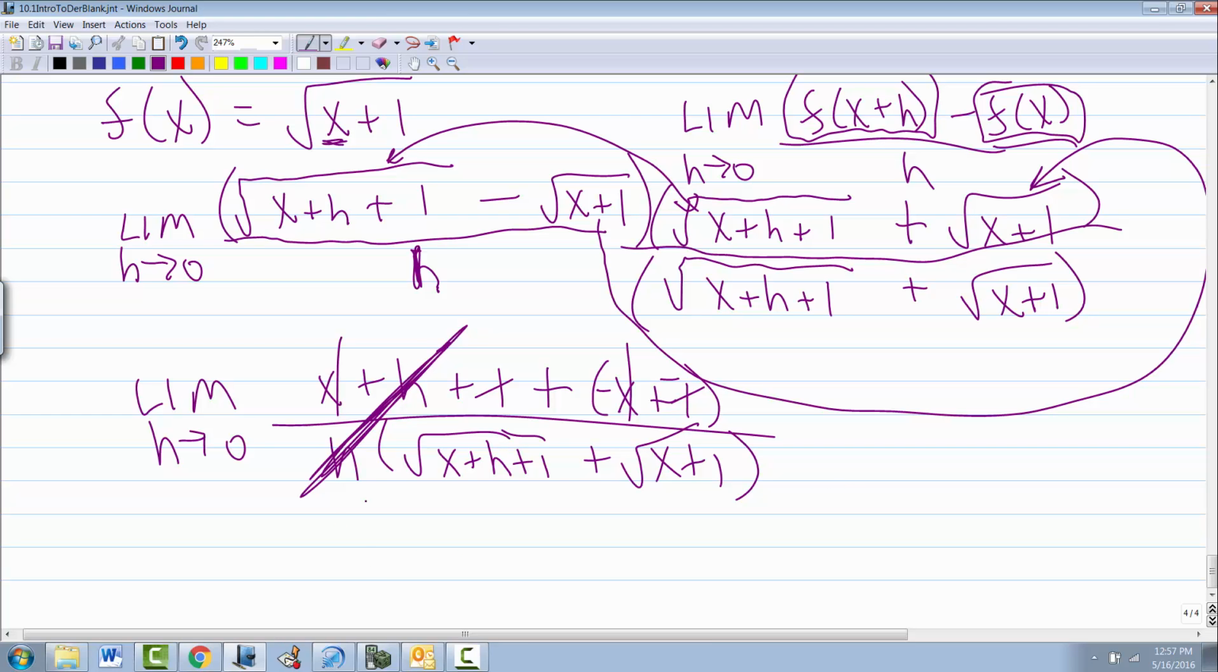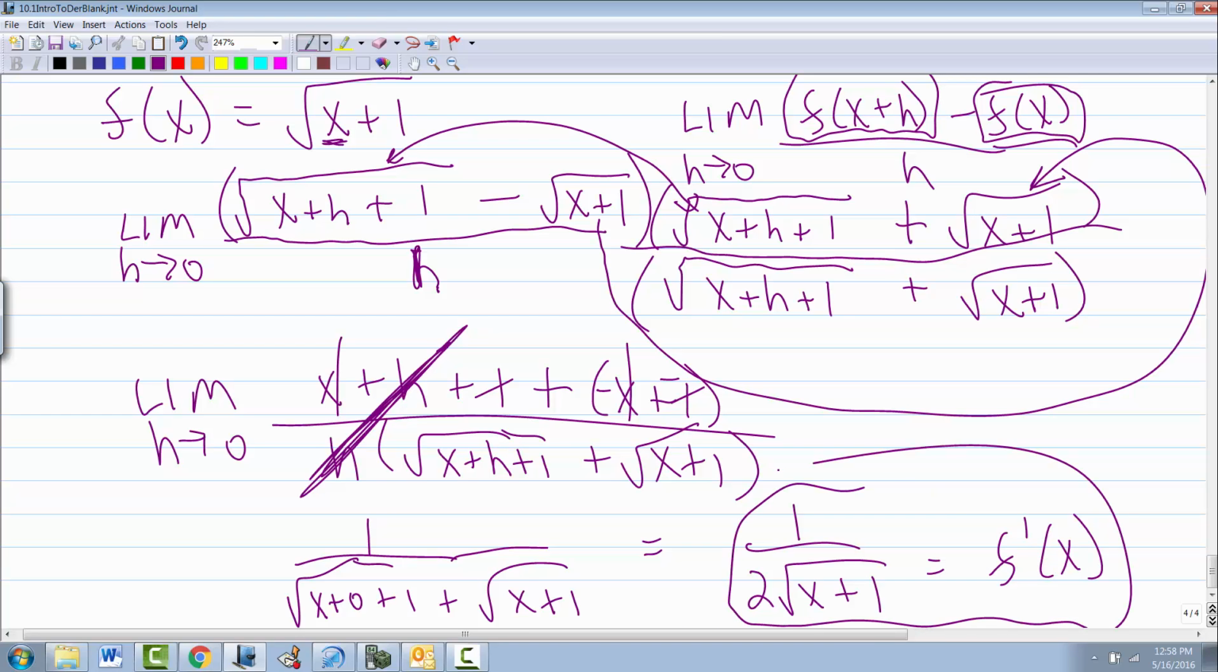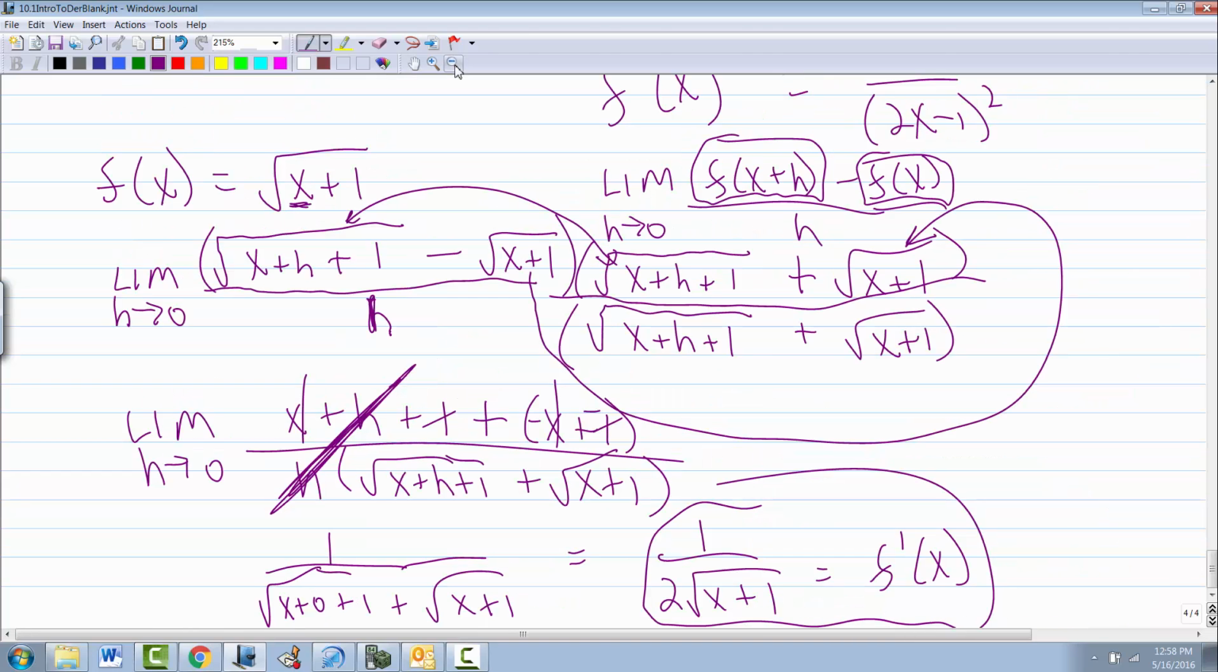So what's h over h? This turns into 1 over, and then it's root x plus 0 plus 1 plus root x plus 1. Hey, how many roots do you see there? 2, and what are those 2 roots? They are exactly the same. So there's 2 root x plus 1s, not just 1. And that's what f prime of x equals. So whenever you're dealing with a radical, the algebra to evaluate the derivative is rationalizing the numerator. It just works because then h ends up being able to be canceled.